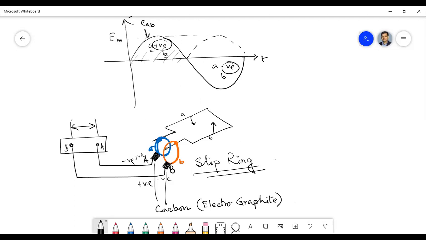Electrographite we use generally for the brush. So these contacts are called brush.